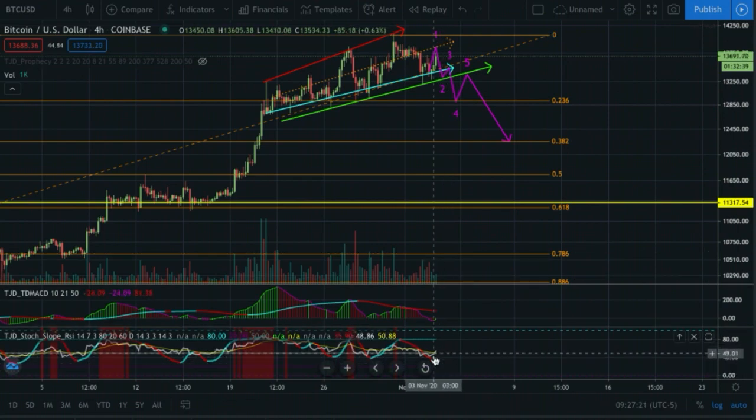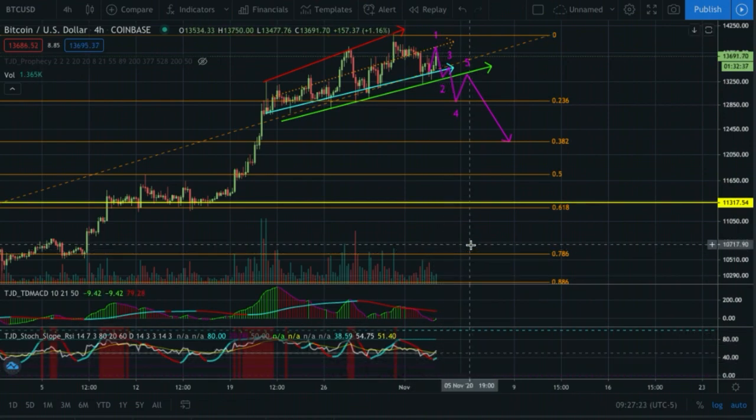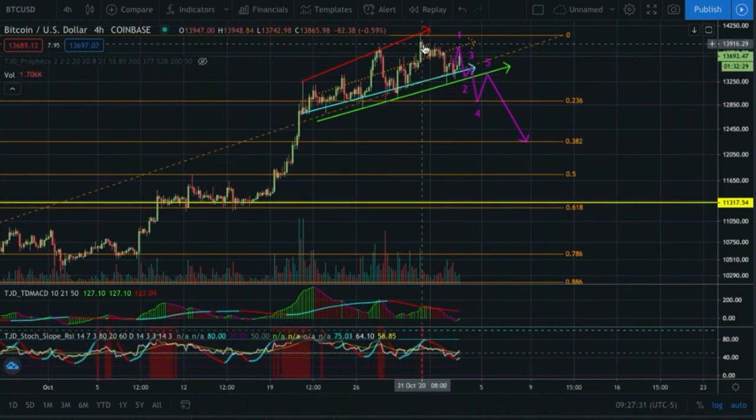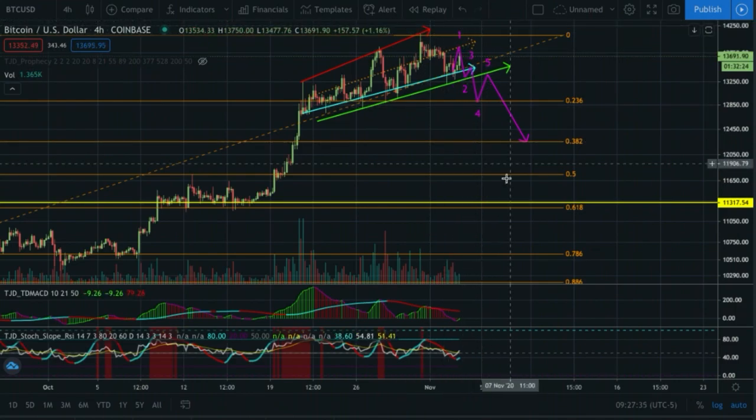We are getting a positive blue slope on the TJD Stoch slope, which is telling us that there is in fact potential for a small relief rally to the upside, or potentially resuming the actual rally itself, coming back up, putting in a new high and retesting the top of the range.